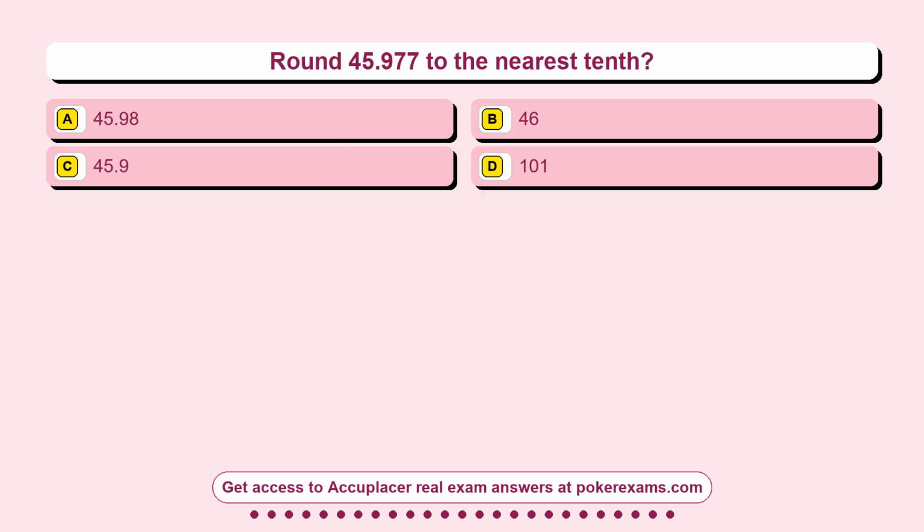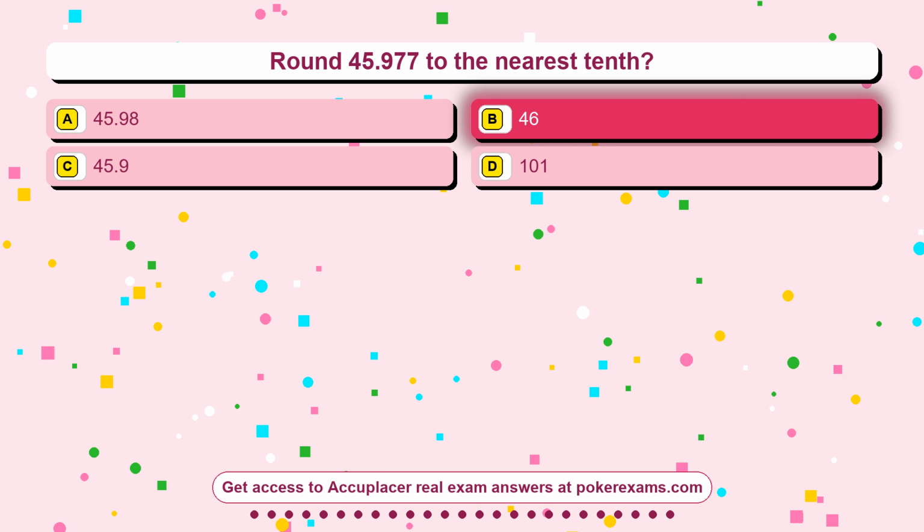Question 23. Round 45.977 to the nearest tenth. Option A, 45.98. Option B, 46. Option C, 45.9. Option D, 101. The correct answer is option B, 46.